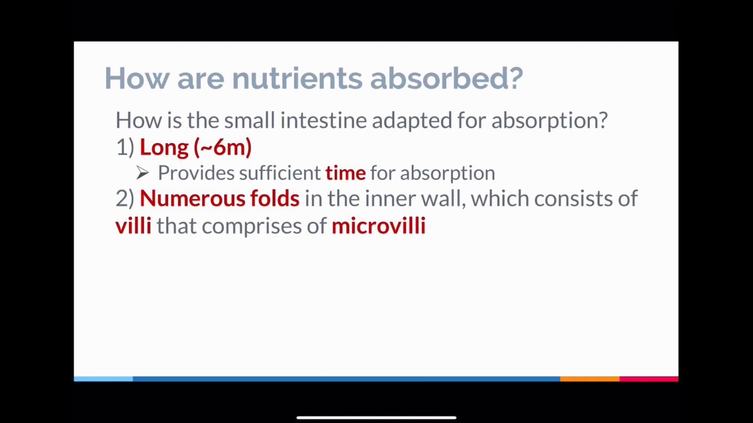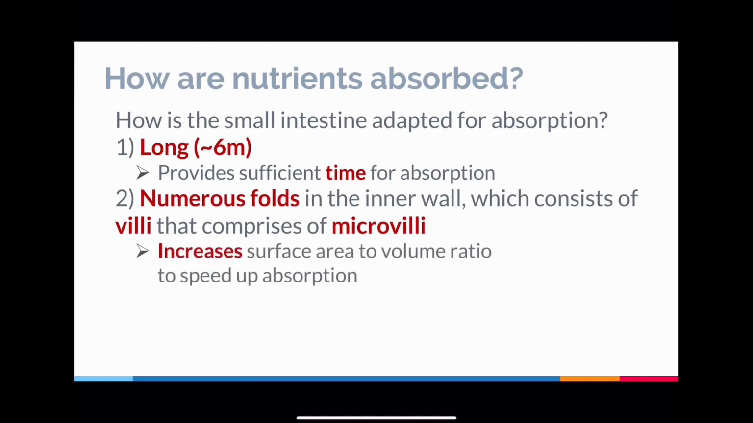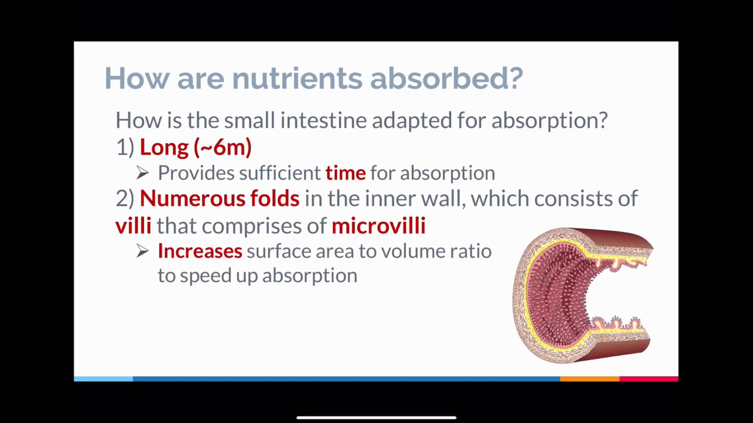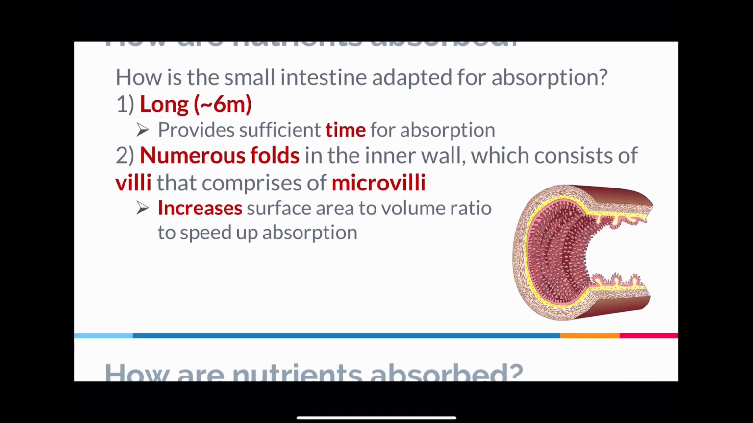The second one is what we mentioned in the earlier chapter, which is that the small intestine has an inner wall with numerous folds, which consist of what we call villi, and these comprise what we call microvilli. This helps to increase the total surface area to volume ratio so that it can absorb as many nutrients as possible. If you look in the small intestine, you realize that it's not a smooth surface. There are a lot of tiny bumps, as you can see in this diagram, and a lot of foldings. The purpose is to increase the entire surface area to volume ratio.